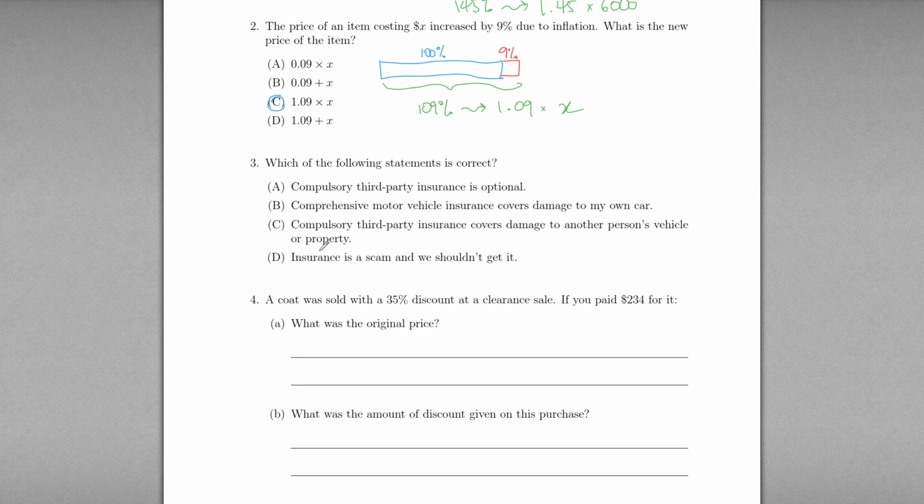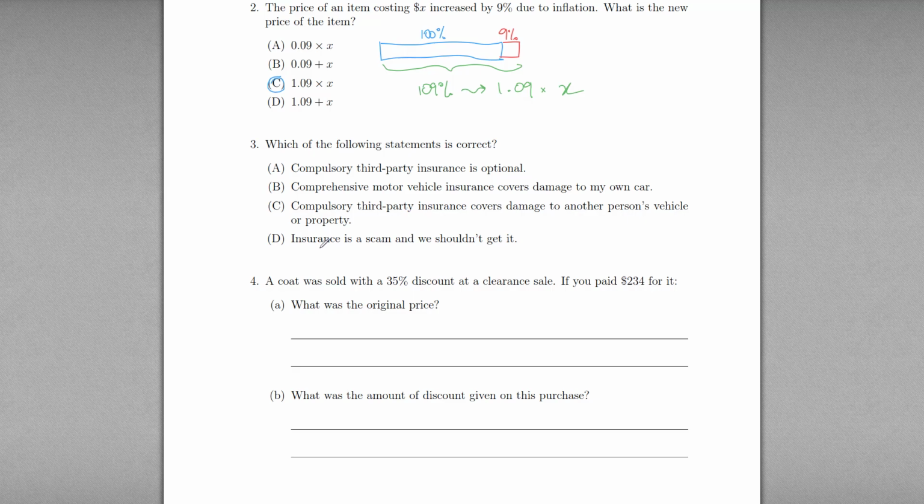Okay, which of these is correct? Well, this is just, hopefully you studied the different types of insurance. Compulsory third-party insurance is not optional, it's compulsory, so that's kind of dumb. No go. Comprehensive motor vehicle insurance covers damage to my own car. That is true, that's what it's good for. So third-party insurance, if it's compulsory, it doesn't cover damage to vehicles or property. Okay, compulsory only covers damage to people. And D is stupid. It's illegal, don't do it.